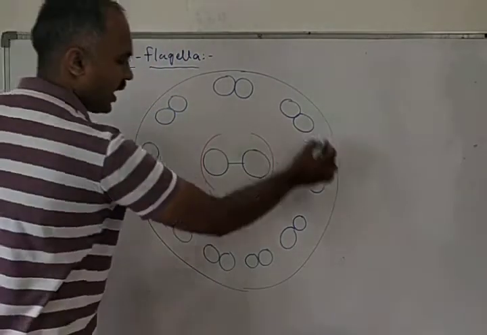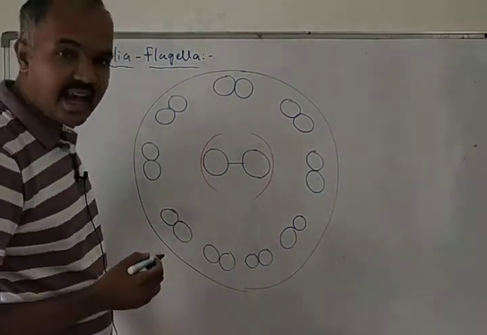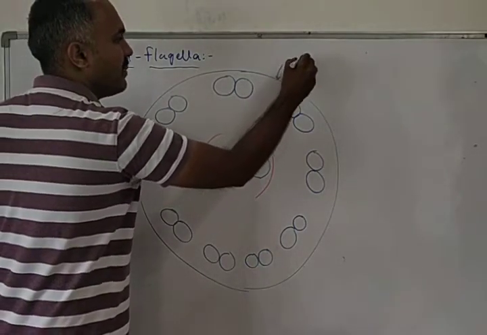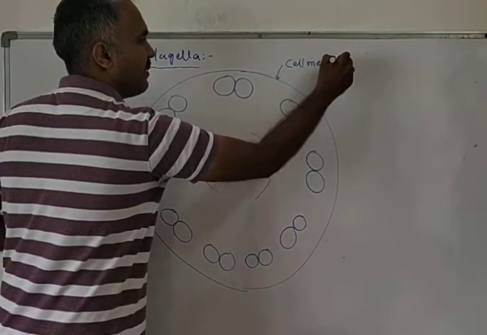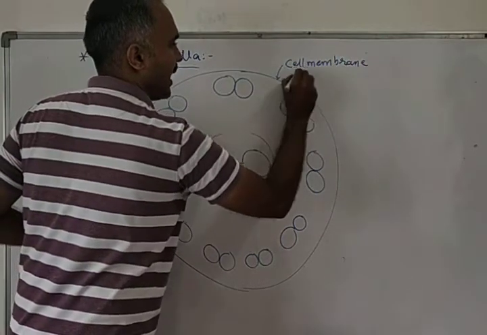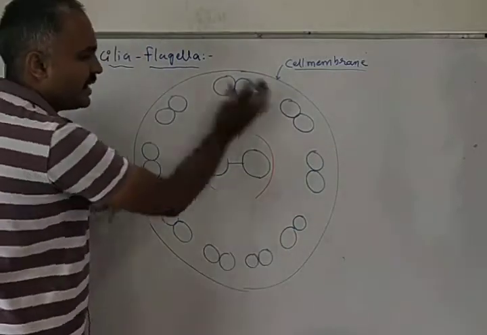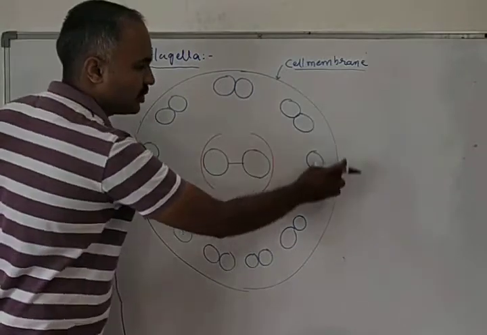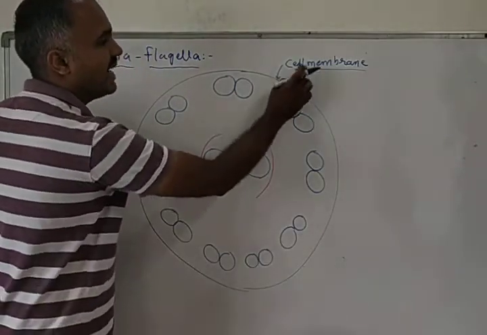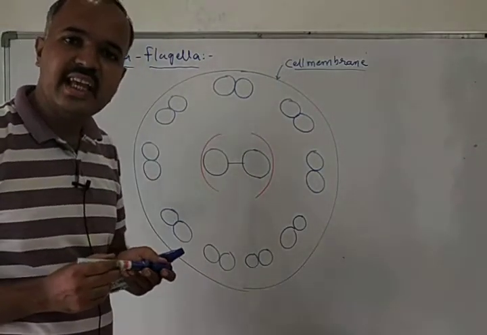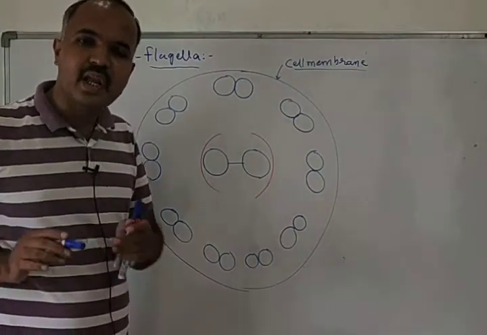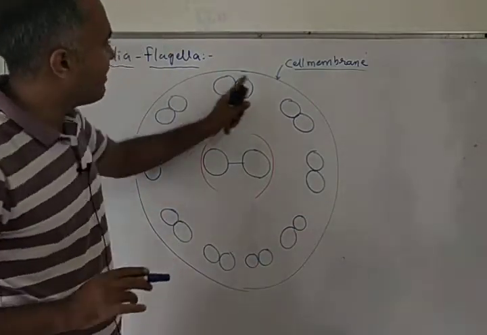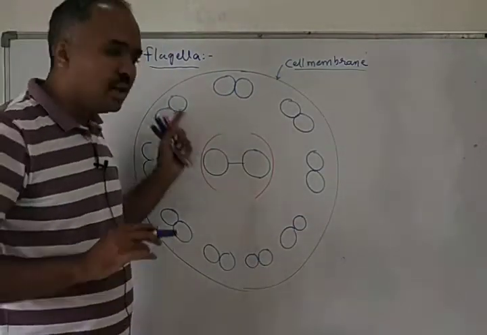Okay, so this is a cross section of cilia and flagella, and in this cross section the outermost part is cell membrane. Here we have drawn the cross section, and on the outermost part the cilia and flagella have cell membrane. So we said that cilia and flagella are covered by cell membrane on the outer part. This outer part represents cell membrane, so the point is proved.